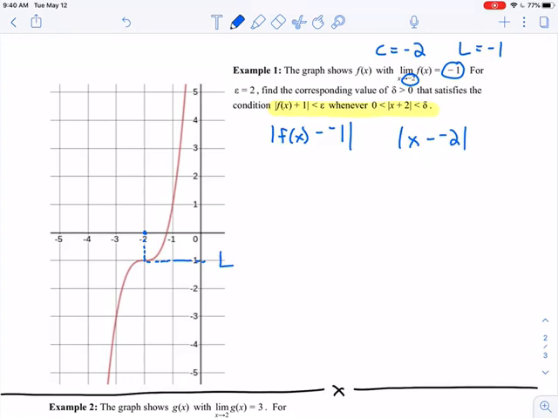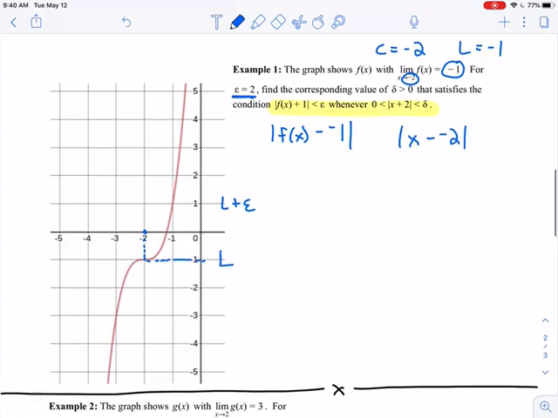So I know what x value I'm approaching. I know what my limit is. Let's look at our epsilon in this case. And here our epsilon is equal to 2. So from this limit L, from negative 1, I'm going to move up 2. So I'm going to say this is L plus epsilon here. And I'm going to move down to L minus epsilon down here. I moved 2 down, so I subtracted 2, and then I added 2 to that limit L.